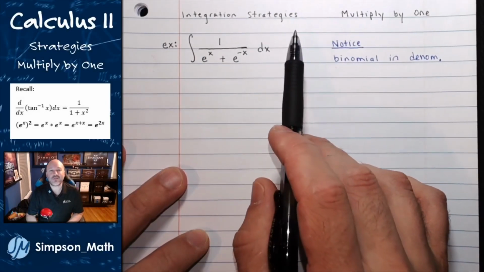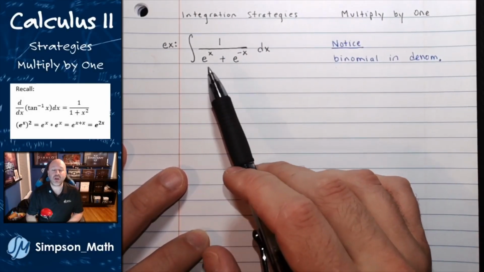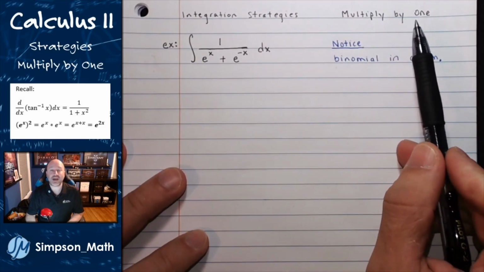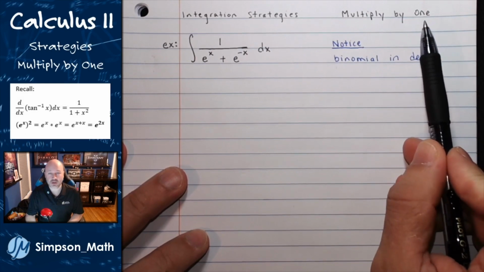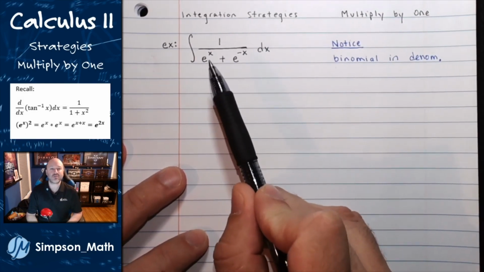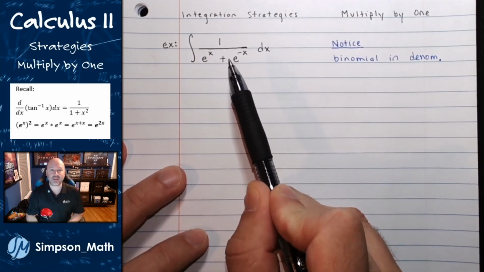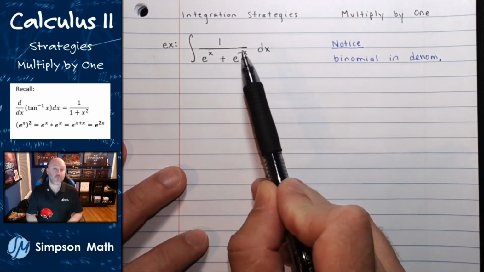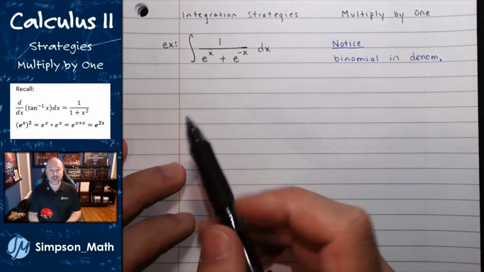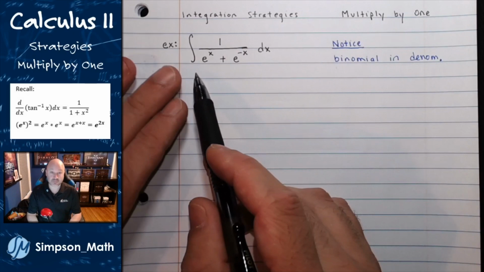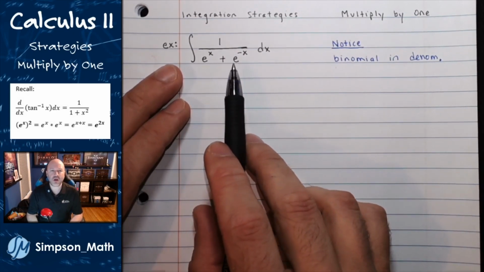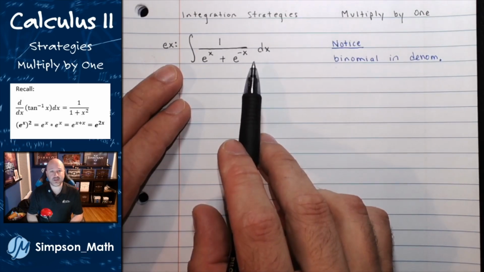In this video, I want to show an integration strategy where we multiply by the multiplicative identity element 1, which doesn't change the value of the integrand, but it changes what that integrand looks like, and maybe we can rewrite it in a form that we can actually integrate. For example, in this integration problem, at first, I'm not sure how to integrate it.